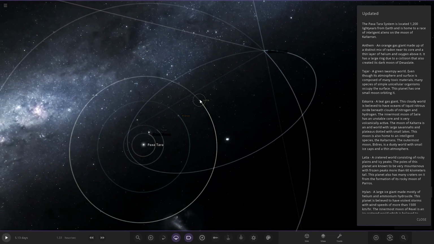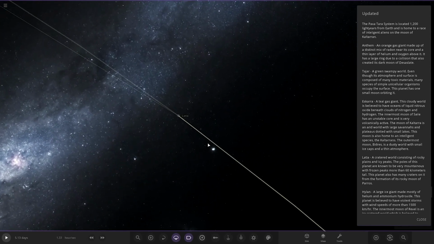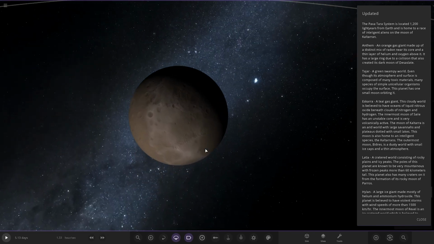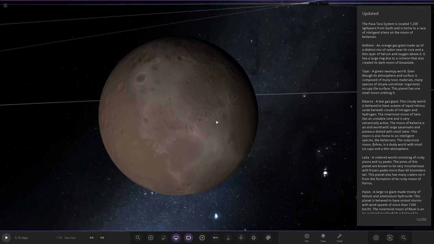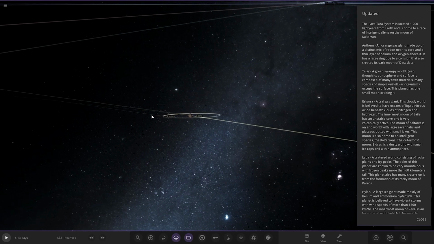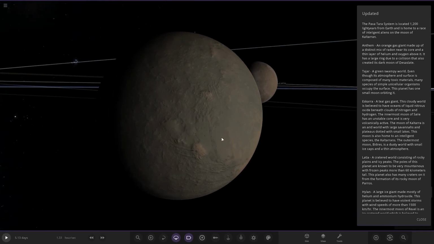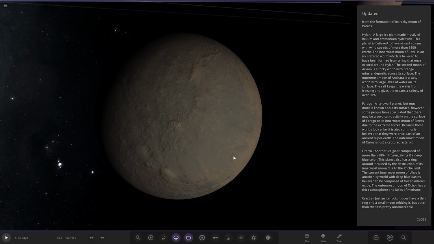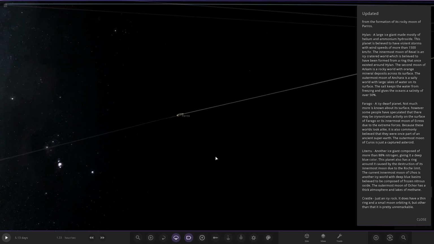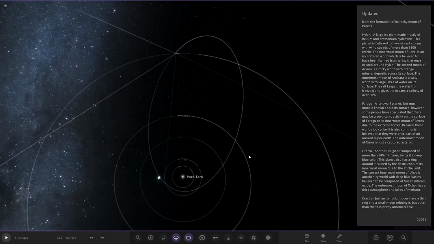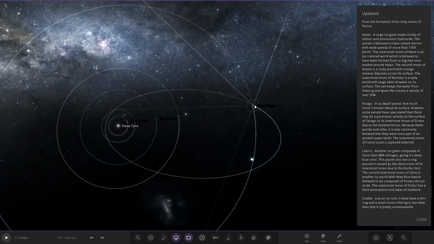Okay, next up we've got Latia over here. A cratered world consisting of rocky plains and icy peaks. The poles of this planet are known to be very mountainous, with frozen peaks more than 60 kilometers tall. The planet has many craters on it from the formation of its rocky moon, Paros. So there it is. Cool. Looking good. And next up we've got Hylan. So where are we? We're heading here, I'm guessing.